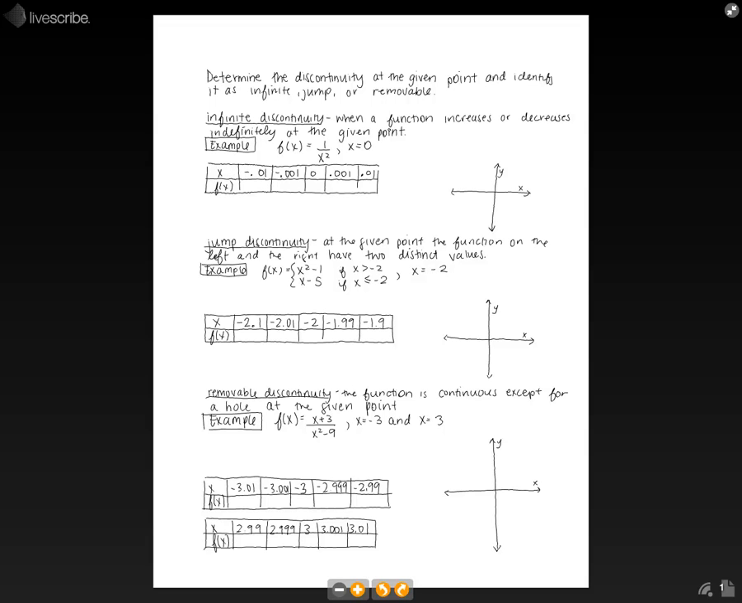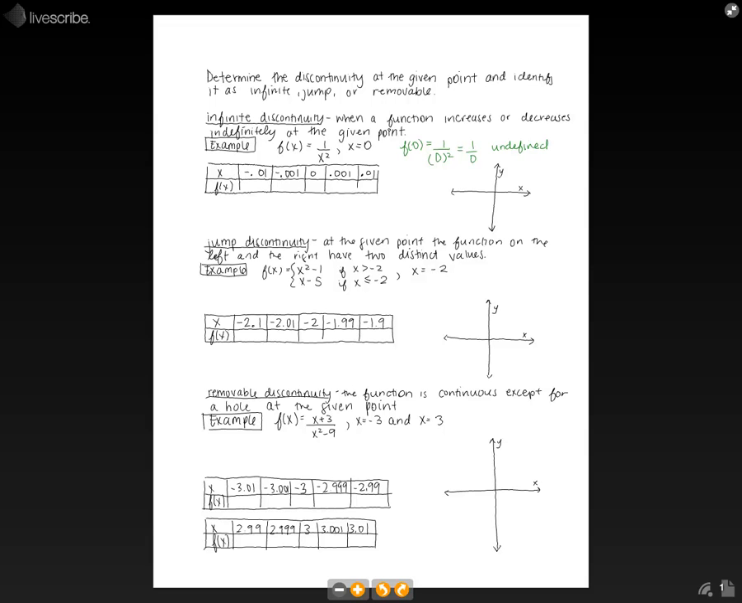For example, if we have f of x equals 1 over x squared, we're going to evaluate at the given point x equals 0. So start by plugging in 0 into your function. So f of 0 equals 1 over 0 squared, which simplifies to 1 over 0, which is undefined. And because this is undefined, it means that we have a discontinuity in our function at x equals 0.